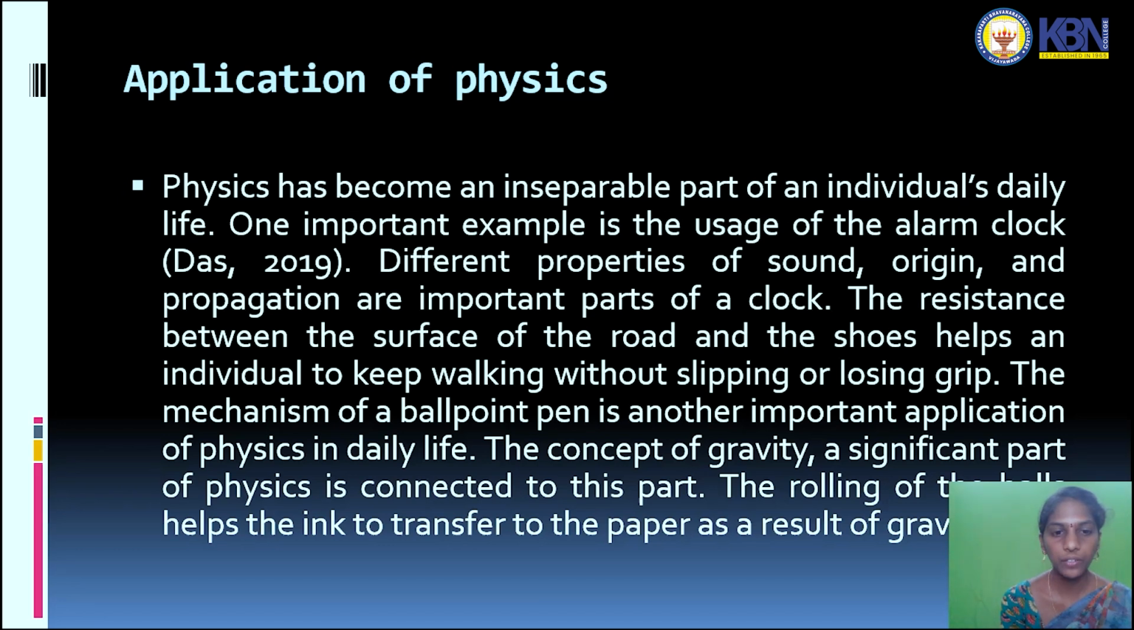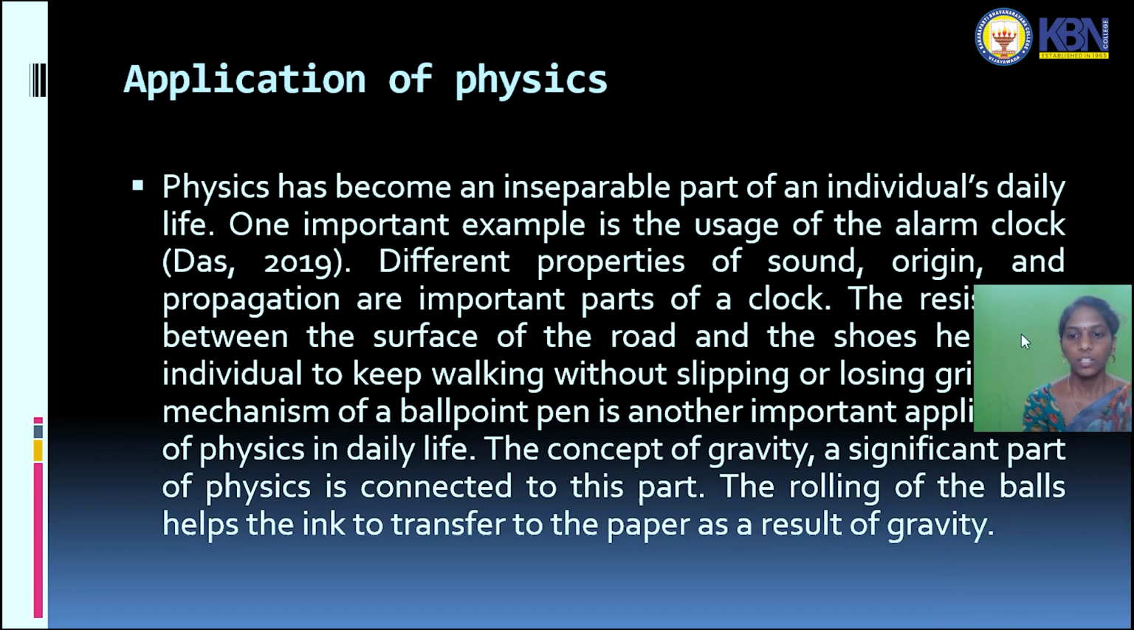The friction between the surface of the road and the shoes helps an individual to keep walking without slipping or losing grip. The mechanism of a ballpoint pen is another important application of physics in daily life. The concept of gravity, a significant part of physics, is related to this. The rolling of the ball helps the ink to transfer to the paper as a result of gravity.